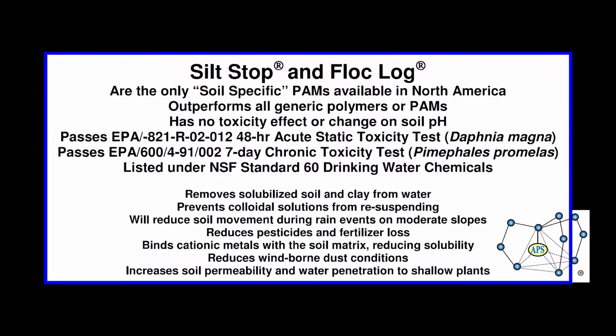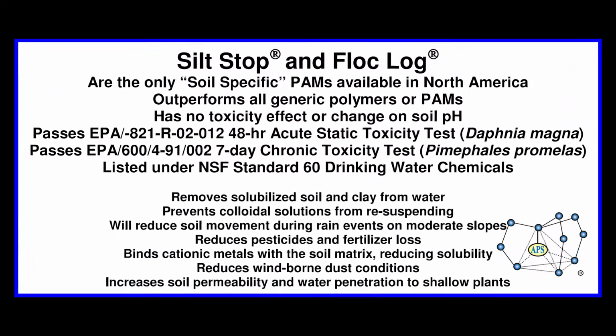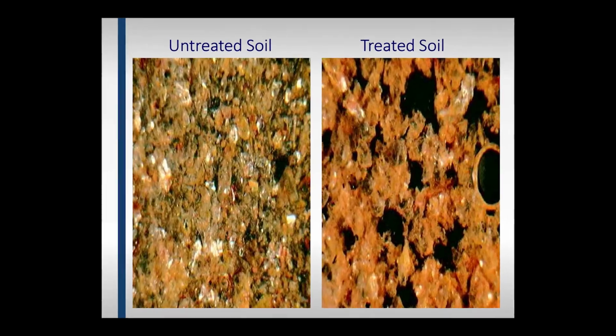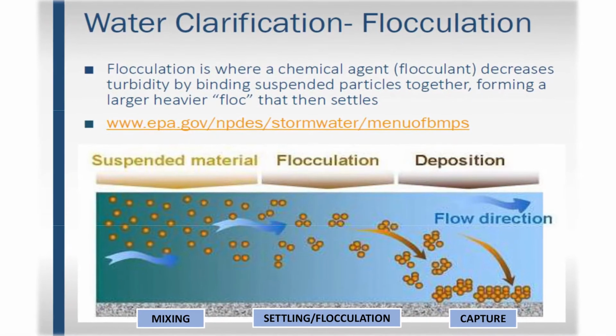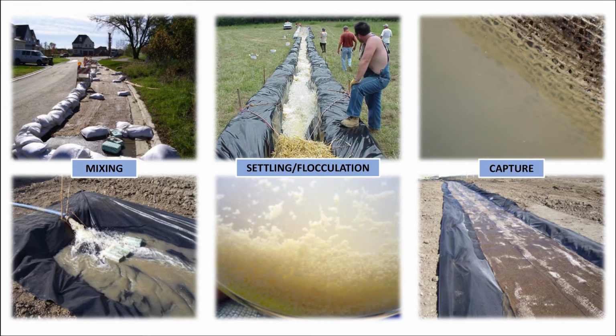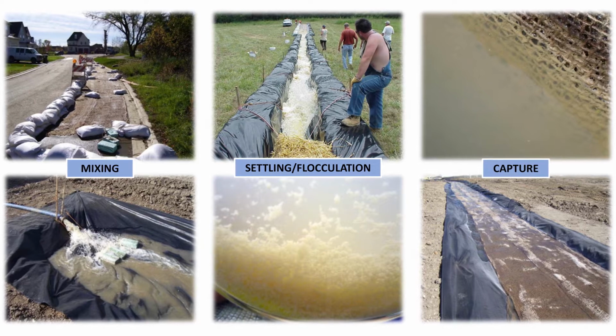How to install. Soil polymers should never be used without first testing site soils in water. A basic soil test will determine the appropriate polymer's type and the application rate for each construction site. Polymer systems are always installed with proper attention to 3 steps. First mixing, second settling, and third capture.